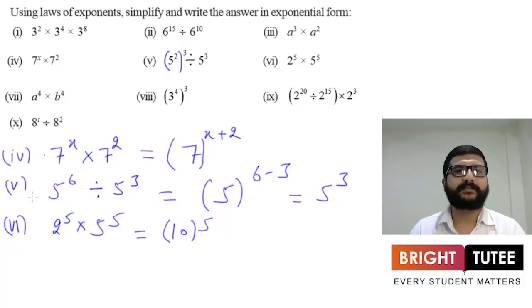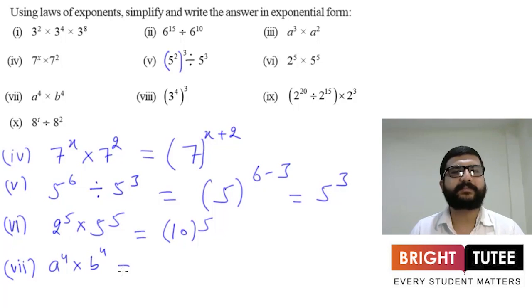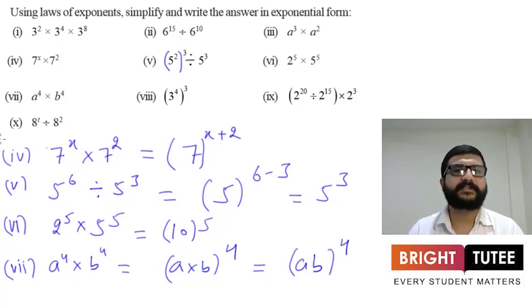Now the next one, the seventh part of this question, it is a to the power 4 into b to the power 4. Again we are multiplying two powers with same exponent. So what we will do, we will multiply their base, that is a into b, and exponent will be same, and that is 4. So this is ab to the power 4. Now the 8th part of this question.